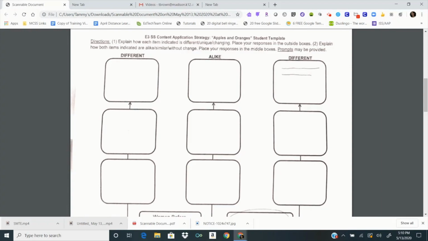There's a second page to this, and in my opinion, that's the most important page, and that's when they evaluate this template that they have worked on together with their partner. Then that becomes an individual activity, and they analyze and they write in complete sentences, complete thoughts, the ways these groups of women are most alike and most different. That part of the template is the part that I use as a formative assessment.